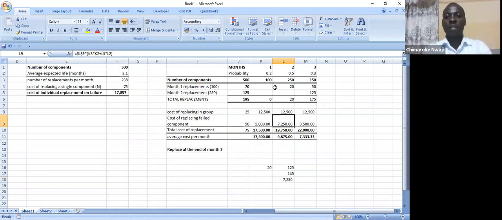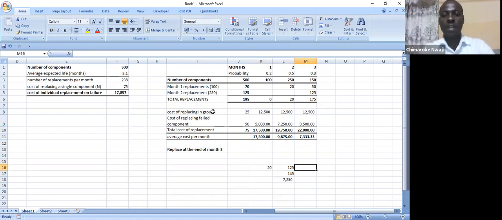So you see, 100 have failed here. The probability of failure is 20%. So 100 times 0.2 gives you 20. 250 times 0.5 gives you 125. Add them together and you multiply by 50. Okay. So now, let's go to month 3.